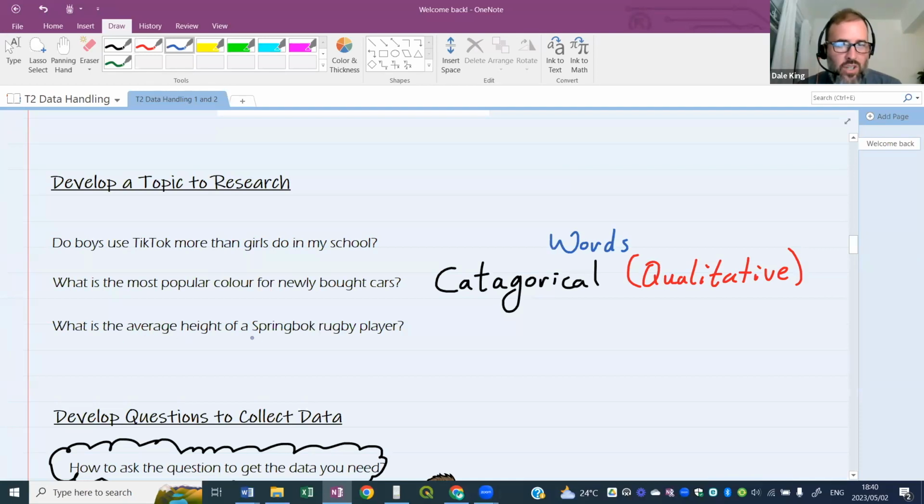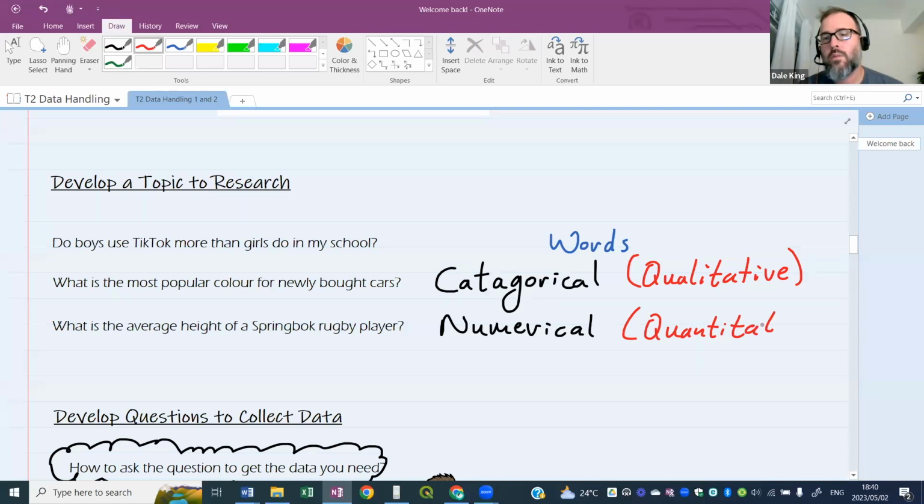And then the one underneath, what is the average height of a Springbok rugby player? Which one is that? What kind of data will I be getting if I ask that question? Numerical. Very good. So this will be numerical, or another word we can use is quantitative. And we can also say a nice easy way to think of this is numbers. All right, so those are the two types of data. Very good, guys. Yes, you're on the money. These are the two basic data types we get.